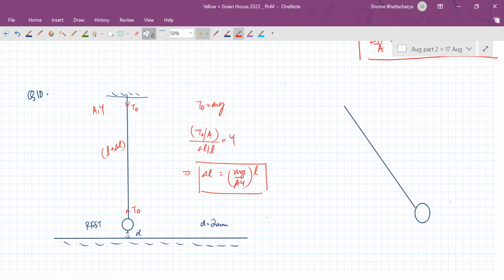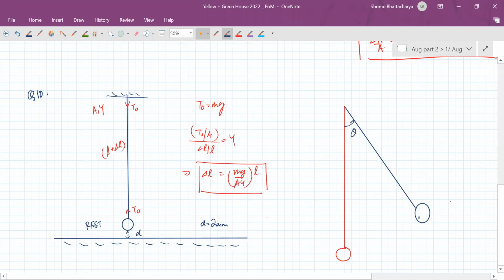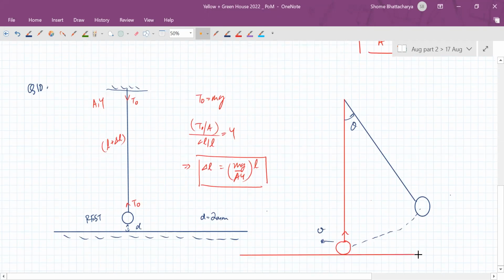By the time it becomes vertical, the sphere has already got some linear velocity. From this position theta, if we release it, by the time it has come here, it's got some speed, it's in circular motion. So the tension will be different now. And we want the situation that it should not hit the floor. So it should just about clear the floor. We want that situation.